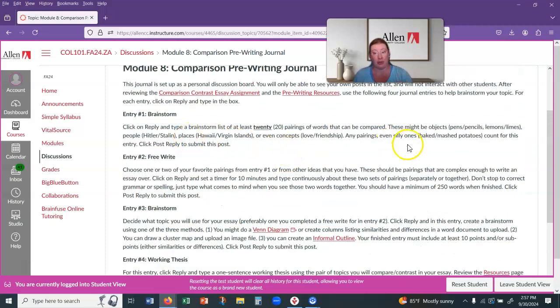You'll do a brainstorm of different pairings of words. You have to come up with at least 20 of them. And I recommend setting a timer and seeing how many you can type, just to test yourself, but you can definitely take some time on that. And then free write, that's a real traditional one: pick a couple of your ideas and then do a free write on it.